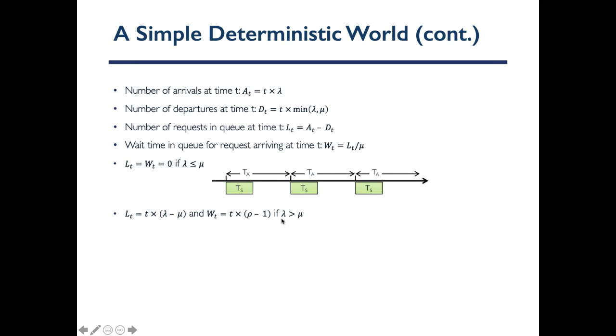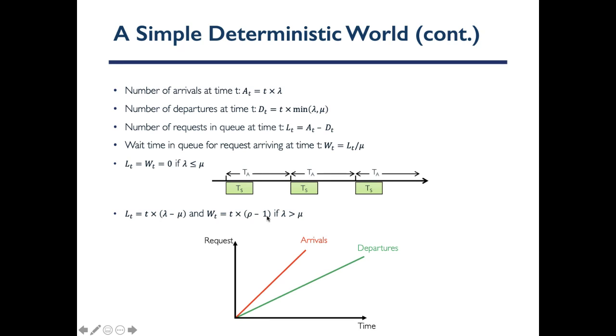What if that's not the case? What if your arrival rate is more than your service rate? So you get 1 request every second, but each request takes 2 seconds to be processed. In that case, this minimum becomes mu. So your LT becomes T times lambda minus mu. And then your WT is LT divided by mu, and that would be T times your utilization minus 1. And this is how it looks.